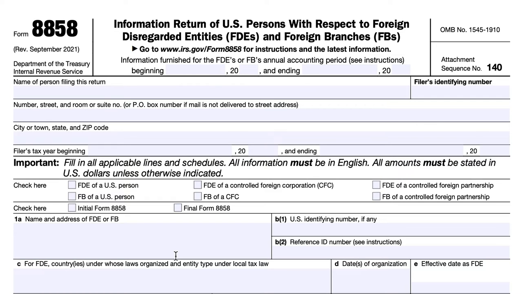So at the top of the form, there's some specific information, name of the person filing the tax return. And then we'll enter John Smith's identifying number. We'll go through this form as if we're reporting on behalf of a U.S. person, like an individual.